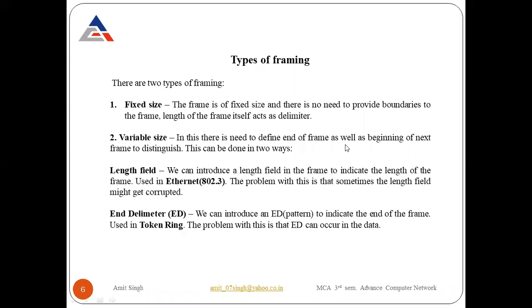There are two different types of framing. The first is fixed size and the second is variable size. Fixed size: the frame is of fixed size and there is no need to provide the boundaries to the frame. The length of the frame itself acts as a delimiter. As the name implies, if the size of the frame is fixed, then there is no need to provide the boundaries.